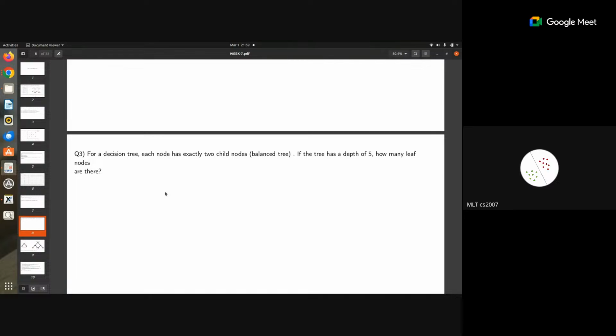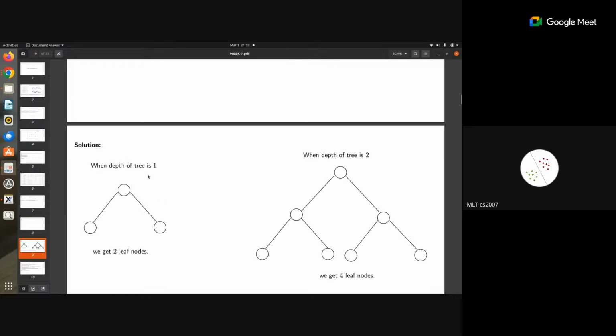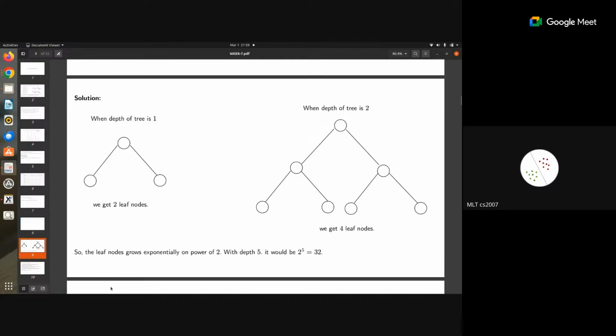Okay, I think we haven't discussed that, right? Shall we see the answer then? 2 to the power 5, I think. Yes, sir. Correct, 2 to the power 5. How many leaves are there, right? Okay, yeah. So with the depth of tree 1 we'll have two nodes here, right? The depth of tree is 2. That means for the first it is 2, then 2, 2. So it will be 2 to the power 5 like that, right?